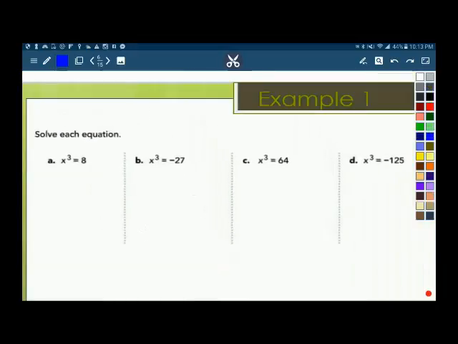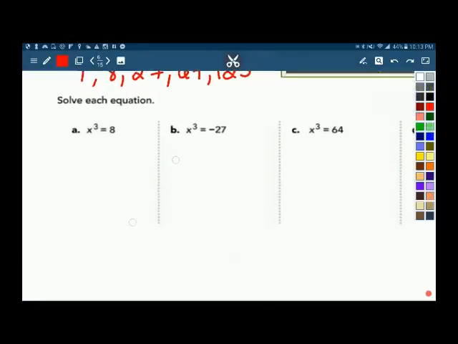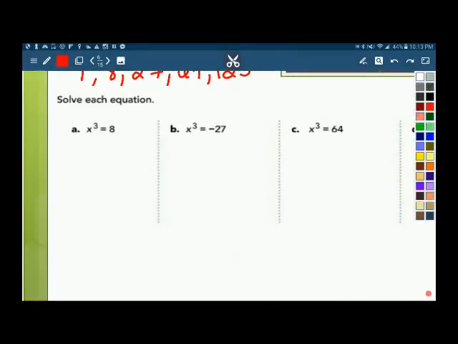So I'm actually going to rewrite my list of perfect cubes. We had 1 cubed was 1, 2 cubed was 8, 3 cubed was 27, 4 cubed was 64, and 5 cubed was 125. Okay, so I'm going to follow my steps from the previous slide, and the first thing that it said was to rewrite the equation. So we have x cubed is equal to 8.